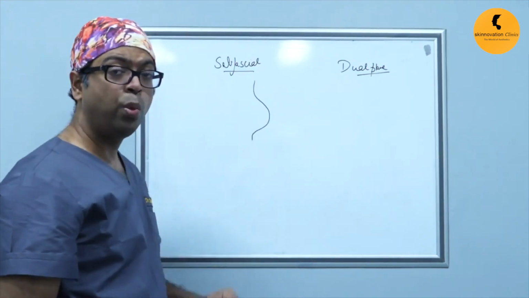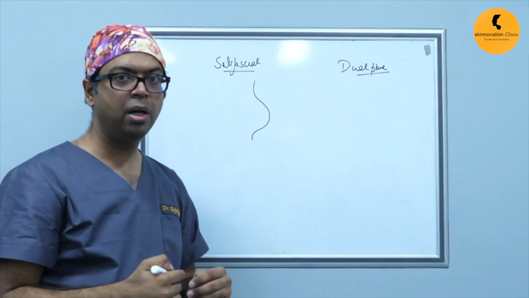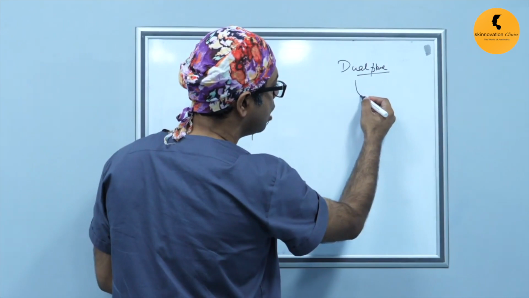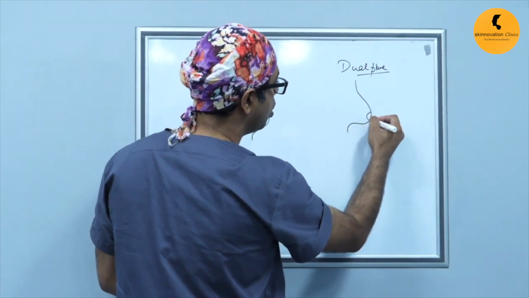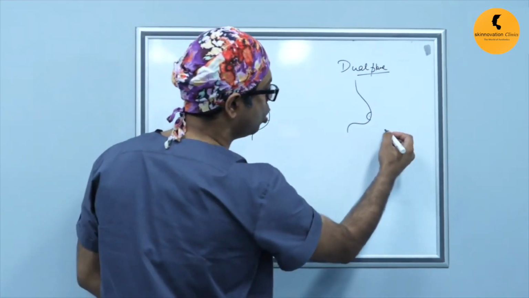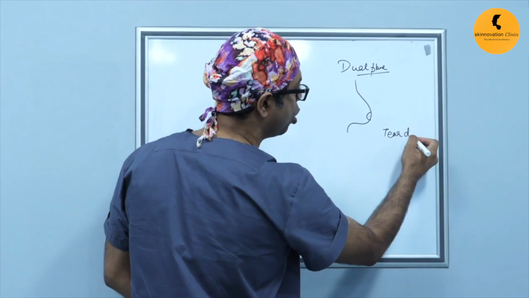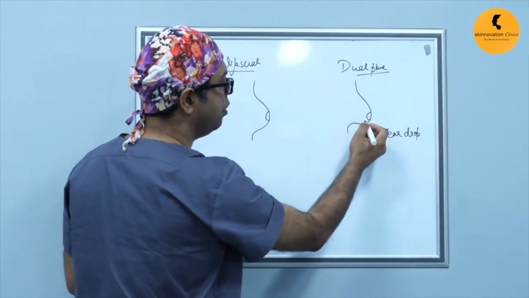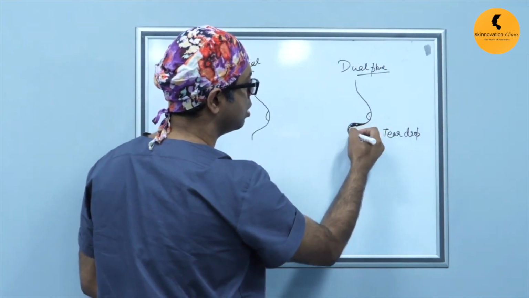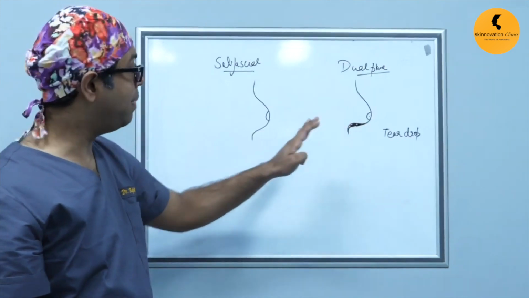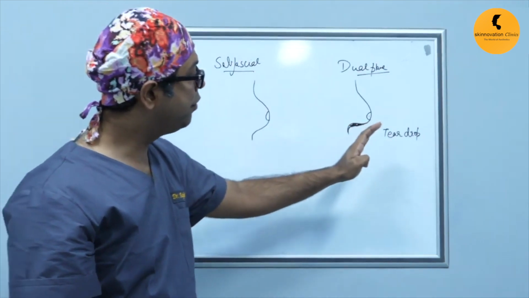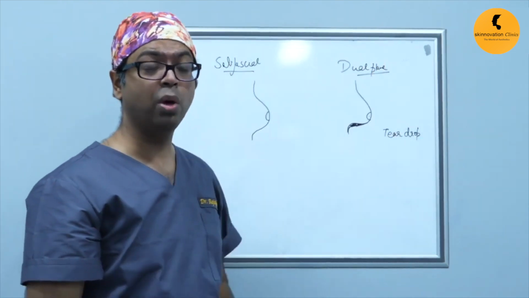A subfascial will give you a much rounder looking shape, with much more upper pole fullness. A dual plane will give you a much more natural shape. This is called a teardrop shape, or the shape which females usually have. This is a much more natural shape and this is a much rounder shape. So if you want a rounder shape, you should go for a subfascial. If you want a natural shape, then you can go for a dual plane.